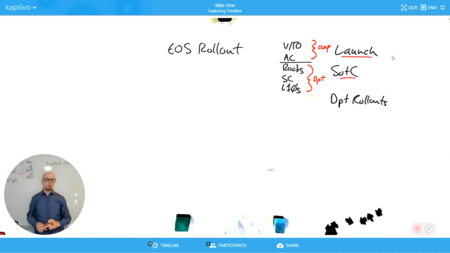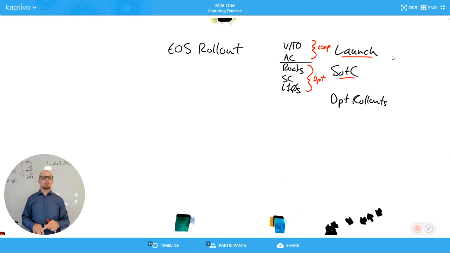State of the company is SOTC. State of the company is the quarterly meeting that we do with all staff to get everybody together and cover all the content about what happened last quarter, where we are now, and where we are going. So it's where we've been, where we are, where we're going. The launch is the first one we do of that. The state of the company should not be a real long meeting, like 45 minutes tops. So it's a pretty quick get in, get out.